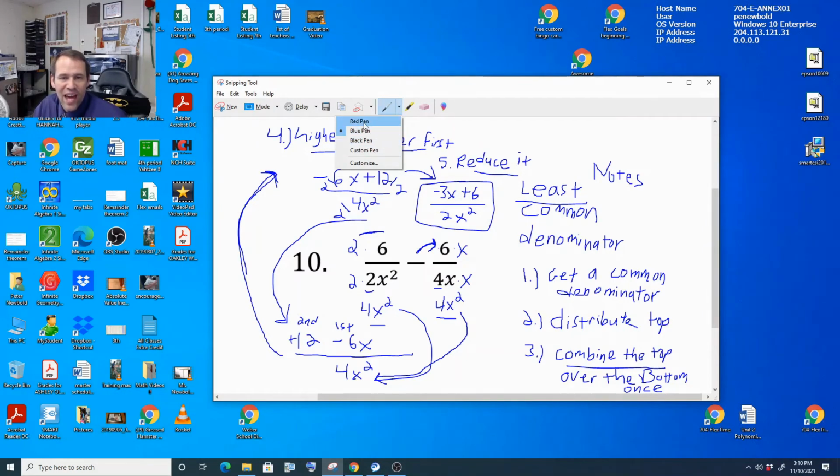Then it turns out that we can reduce it, only if you can do all 3 terms. They're all even, so we can divide by 2, divide by 2, divide by 2. If they were all divisible by 3, you divide by 3, or 4 or 5. So negative 6x divided by 2 is a negative 3x. 12 divided by 2 is a positive 6. And 4x squared divided by 2 is 2x squared. So there's our answer for problem number 10.